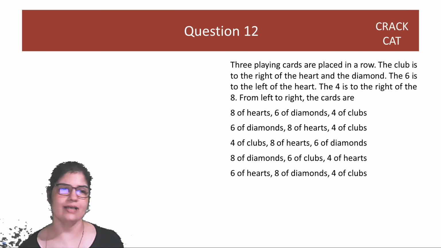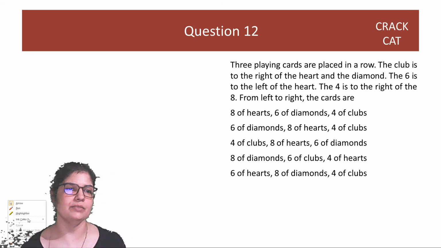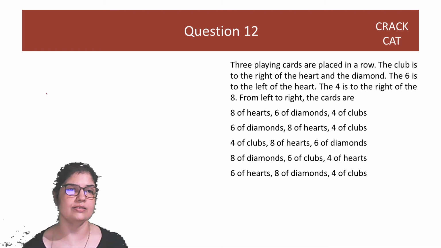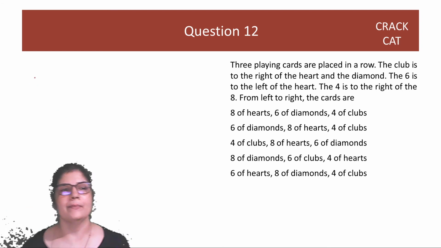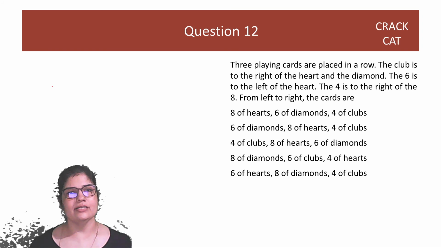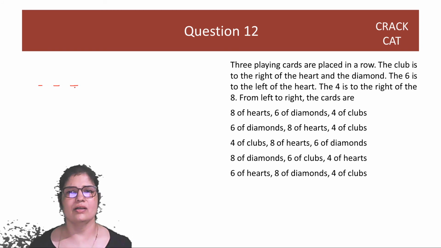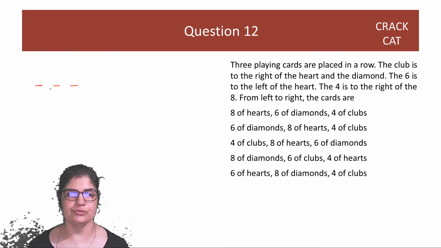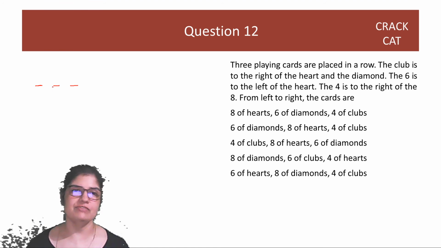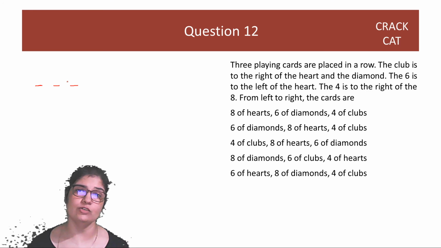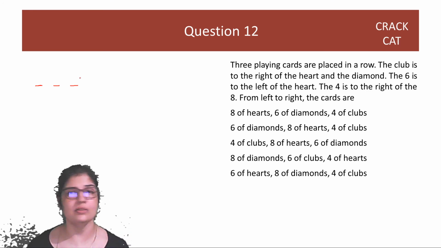3 playing cards are placed in a row. Guys, again, let me reiterate. Please solve before you look at the solution. The club is to the right of the heart and the diamond. So, first question is, right of whom? See, the cards are not human beings. It's always left and right from our point of view. It's not left and right unless they specifically mention that to the right of and this guy is facing there. Then you make those changes. Otherwise, you just assume it is from our point of view.